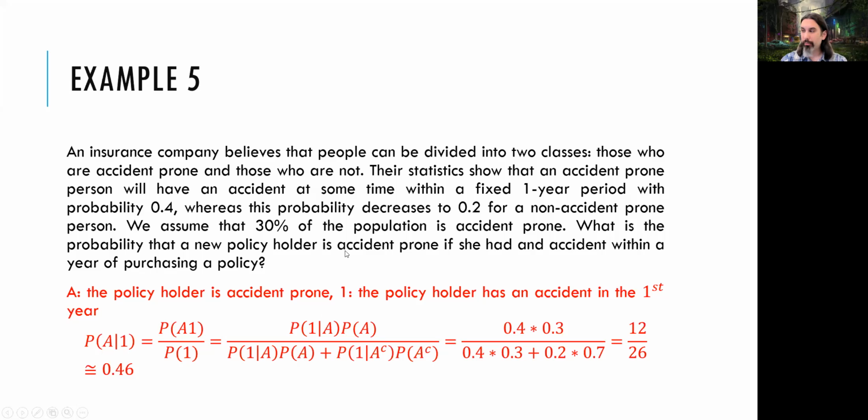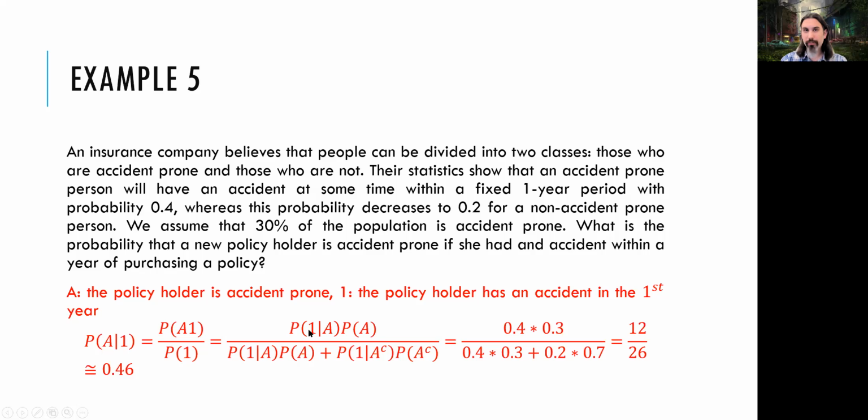We already know that probability A is 30%, because it is given to us here. We assume that 30% of the population is accident prone. So the policyholder being accident prone is 30% because he's one of the population. And A complementary is 70%. So 0.3, 0.3, 0.7, done. Those values are gone, because 2 are the same.